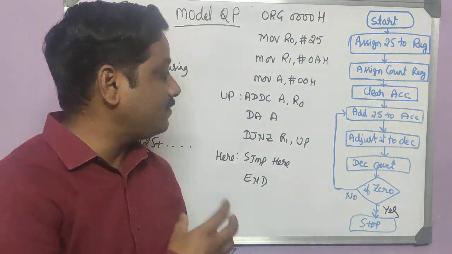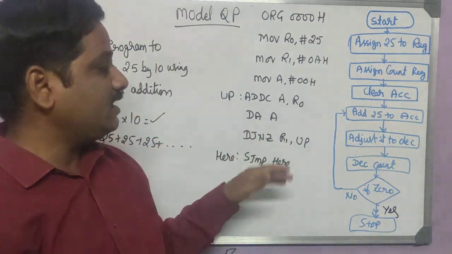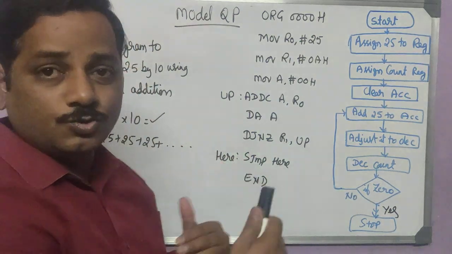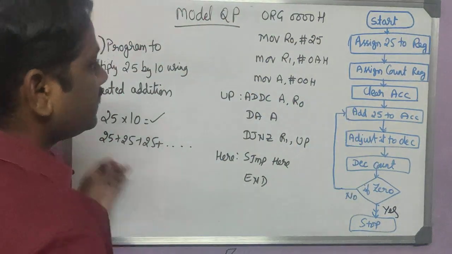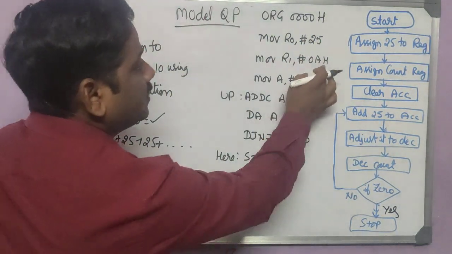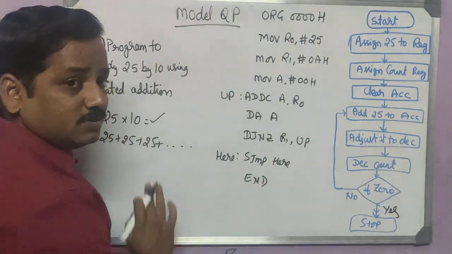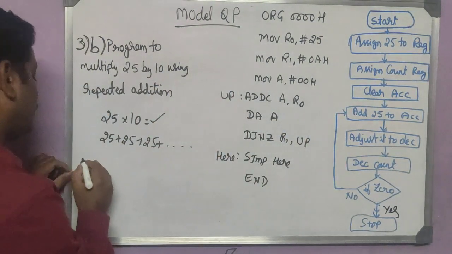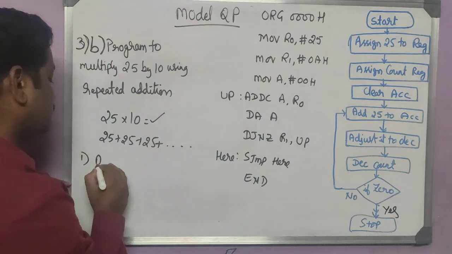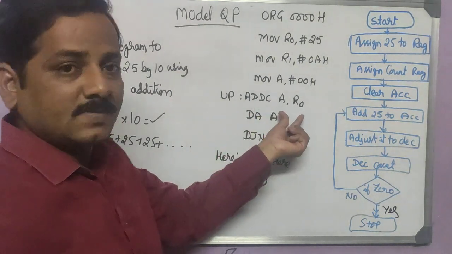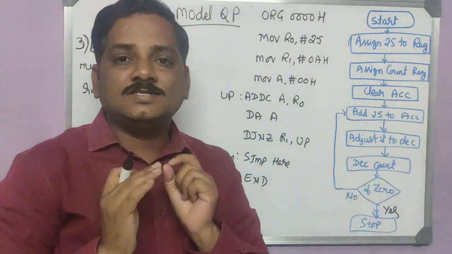We are using the repeated addition concept. Let me explain with one or two examples, one or two counts. Say first 25 is assigned to R0, 10 is assigned to R1, 0 is assigned to A, and we are adding it. When we add the first time, the accumulator will get 25 in it. And then DA is an instruction.